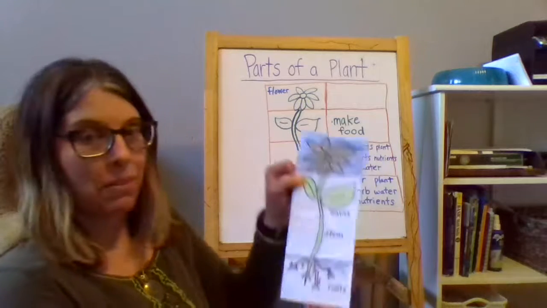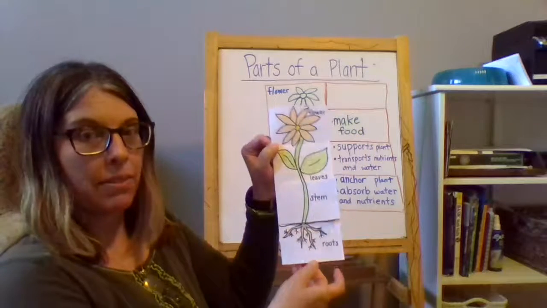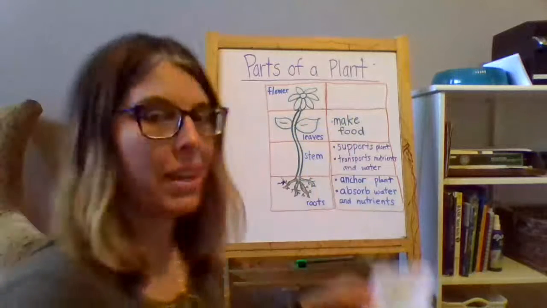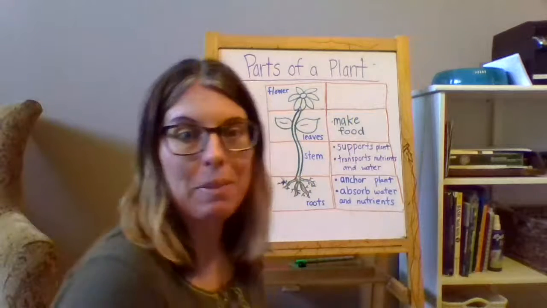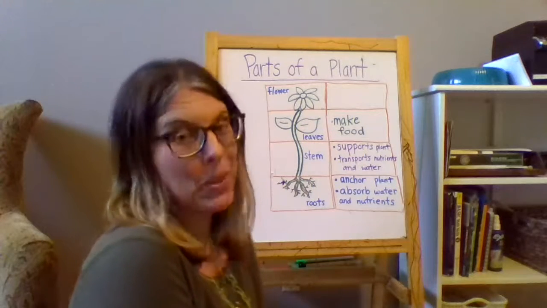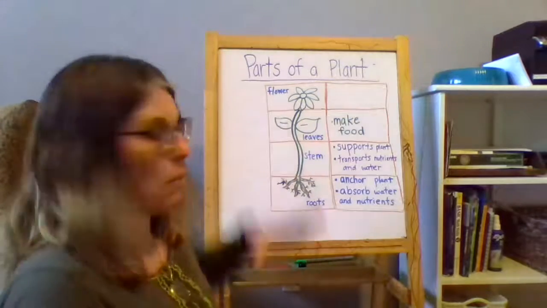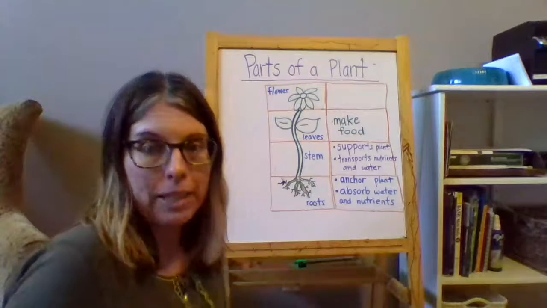So we'll be filling in the final flap on our little flip book, and we'll talk about the different parts of a flower. We'll talk about three different parts and their jobs. So let's start with, why do plants have flowers? What's the purpose of a flower? Does anybody know or remember?